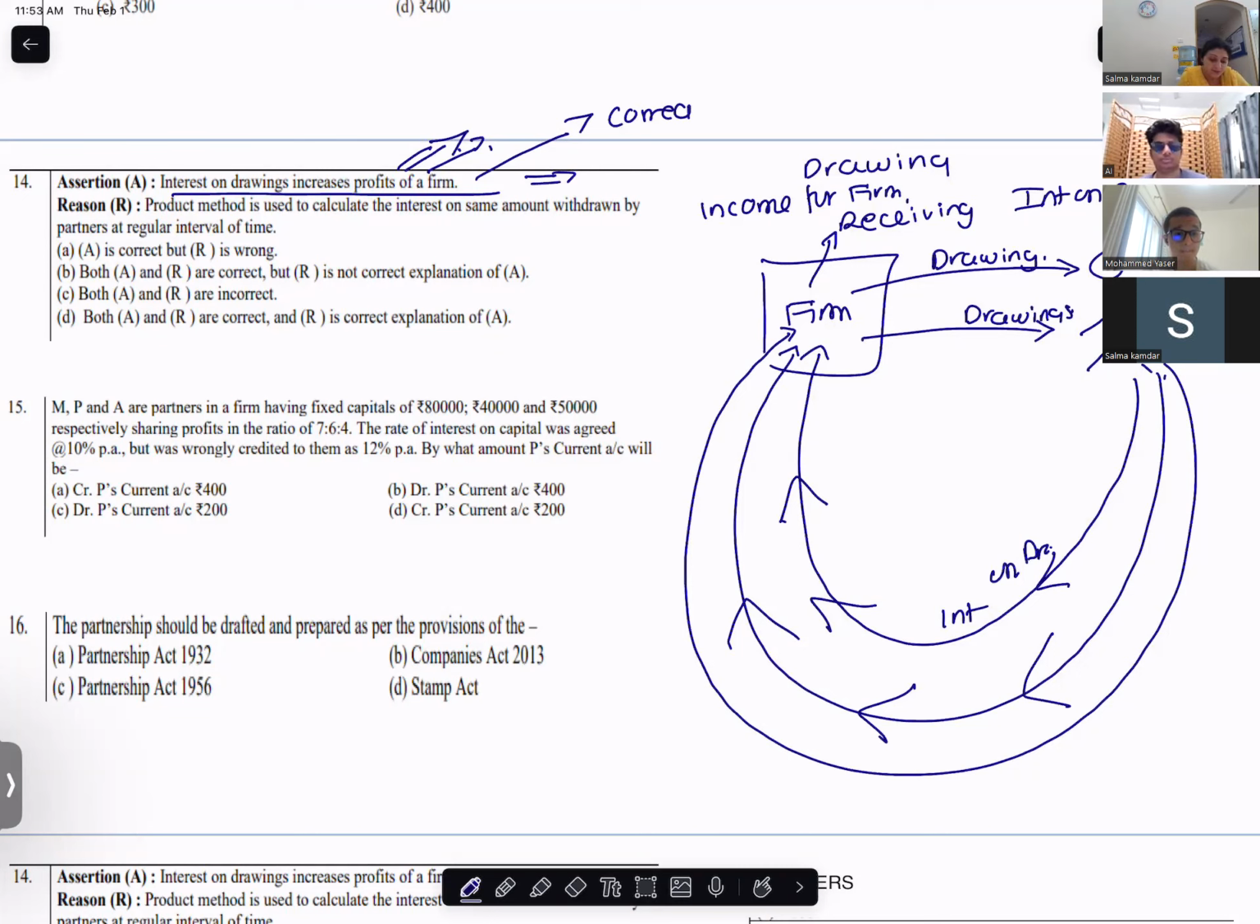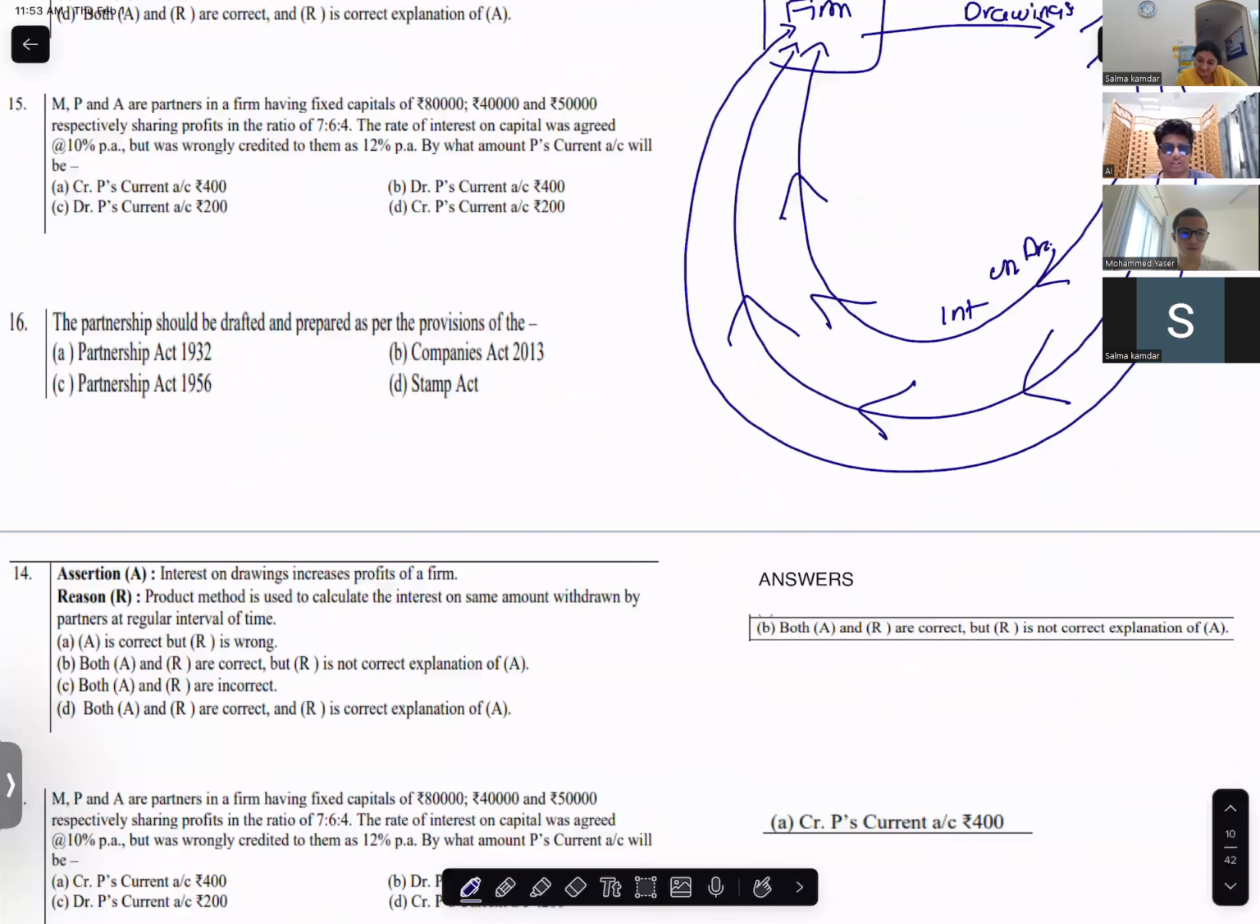Reason: Product method is used to calculate interest on the same amount withdrawn by partners at regular intervals. Correct? What is product method? It's a method to calculate goodwill. No, sorry, drawing. If it is withdrawn at the beginning of every month or every quarter. So the reason is also correct. Both are correct.